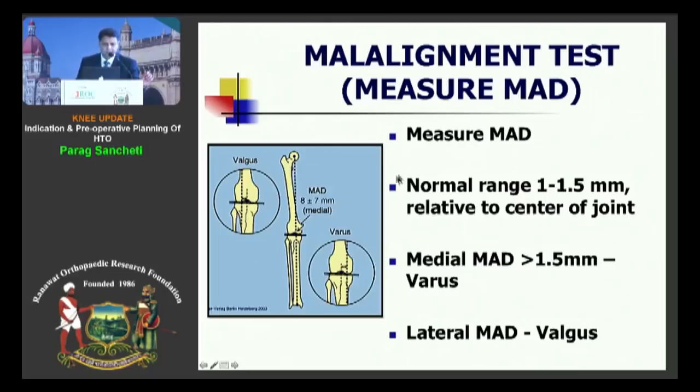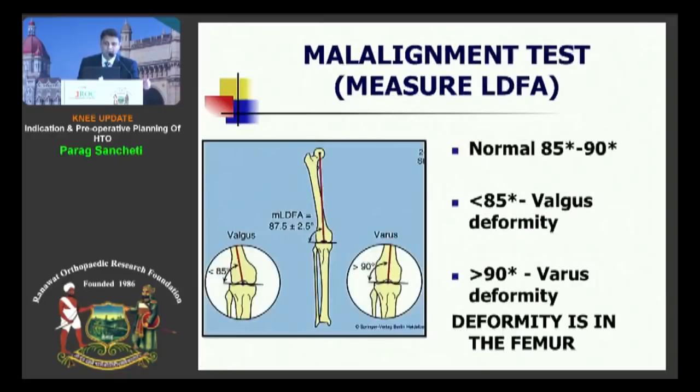Full leg X-ray, line from the center of the hip up to the center of the knee, see where it passes. If it is going medially, it's a varus. If it's going laterally, you're dealing with a valgus. So that's how you come to know. And we are talking here about the medial compartment OA, so it has to be a varus deformity.